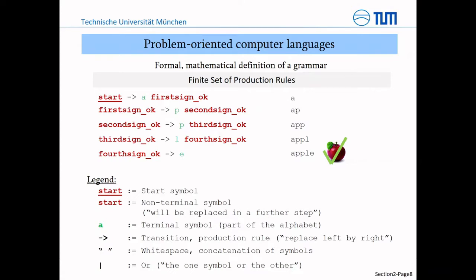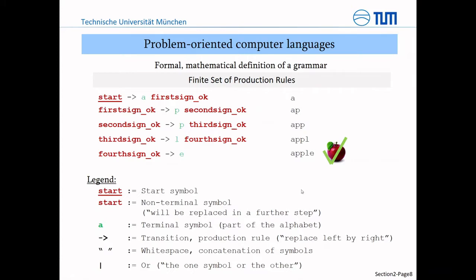So in our case, we do not use the OR for this apple example, but we use the concatenation, which means this in combination with the rest. So A in combination with the first sign, OK. And this is represented with white spaces. So it's a concatenation symbol.